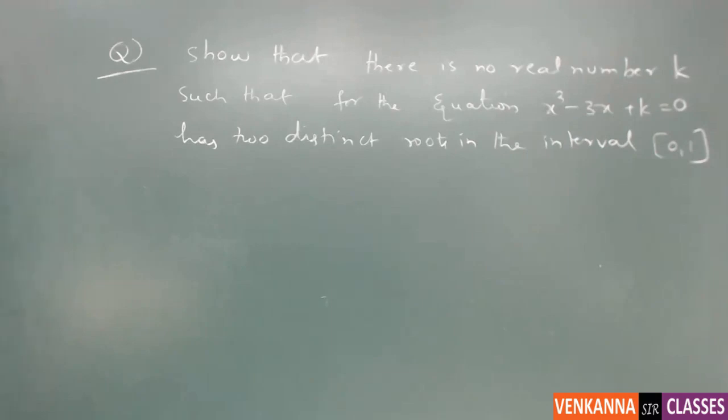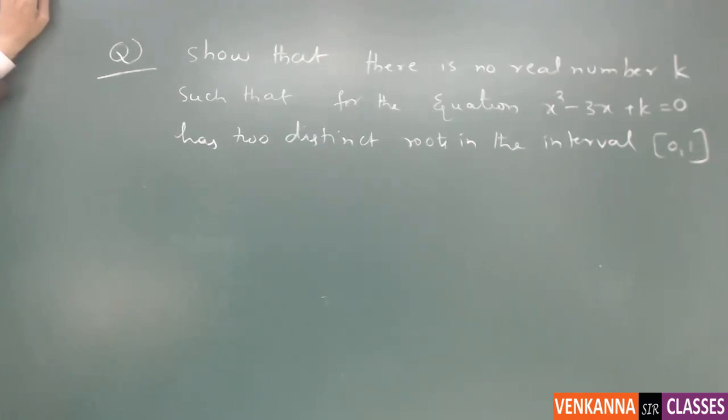So the problem says that if you observe the equation x cube minus 3x plus k equal to 0, you can take any real number in place of k. You take k is equal to 1, k is equal to 2, k is equal to 3, k is equal to 0.5, etc. You can substitute any real number in place of k. Since it is a third degree equation, how many roots you can find for it? 3 roots, isn't it? Because it is a cubic equation.